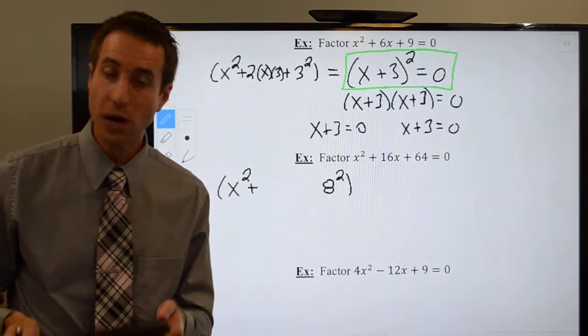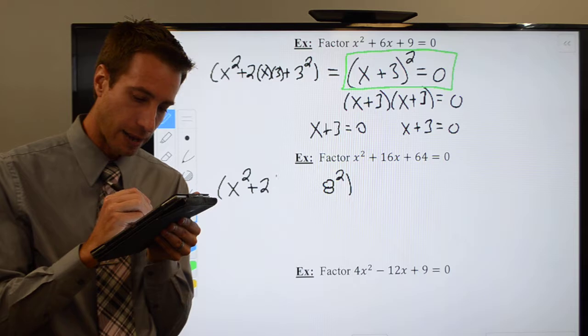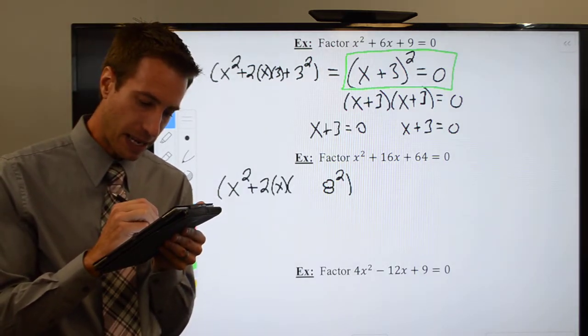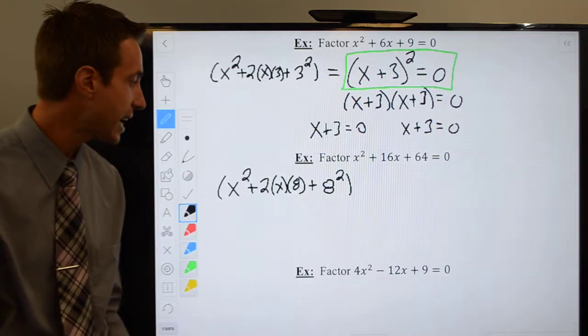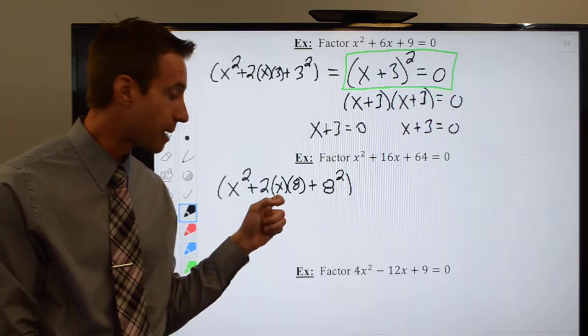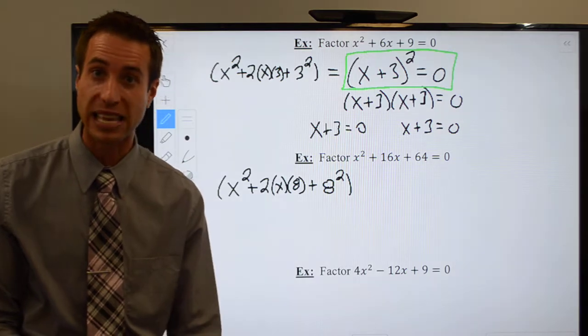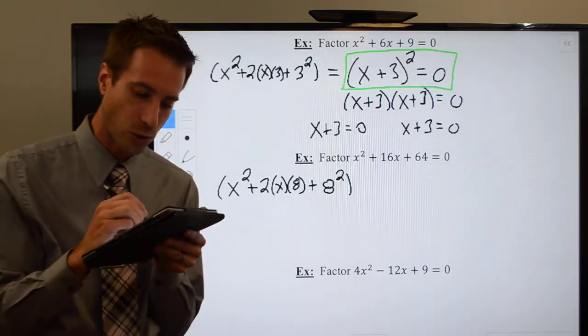Remember, the middle is 2 times a times b. So 2 times, well, my a is an x, and my b is an 8. What does that get you? 2 times 8 is 16. 16 times x is 16x, which is exactly what I was given. Fantastic, it works. It actually fits the first one.